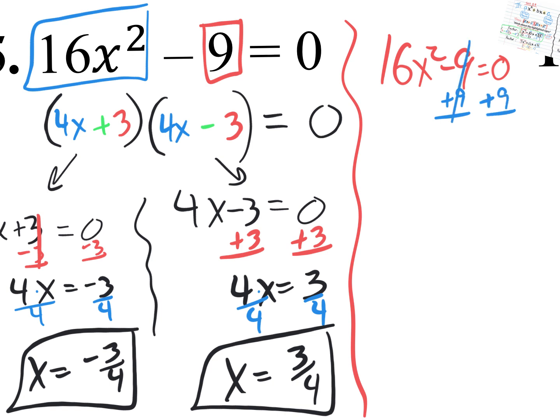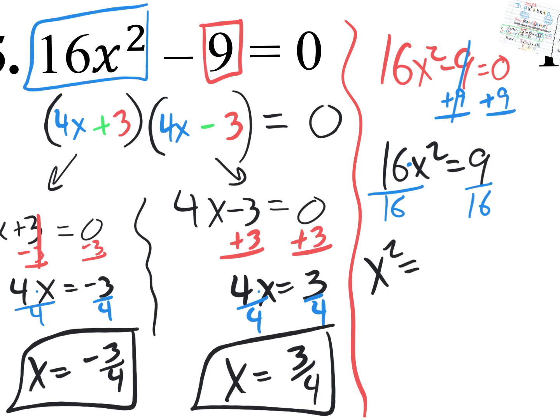Now you don't have to do this. We already solved it. We already have the answers. But when you rewrite it, you'll have 16x squared equals 9. And then you would want to get rid of this 16 in front of the x squared. You would divide by 16, and you would get x squared equals 9 over 16, okay?